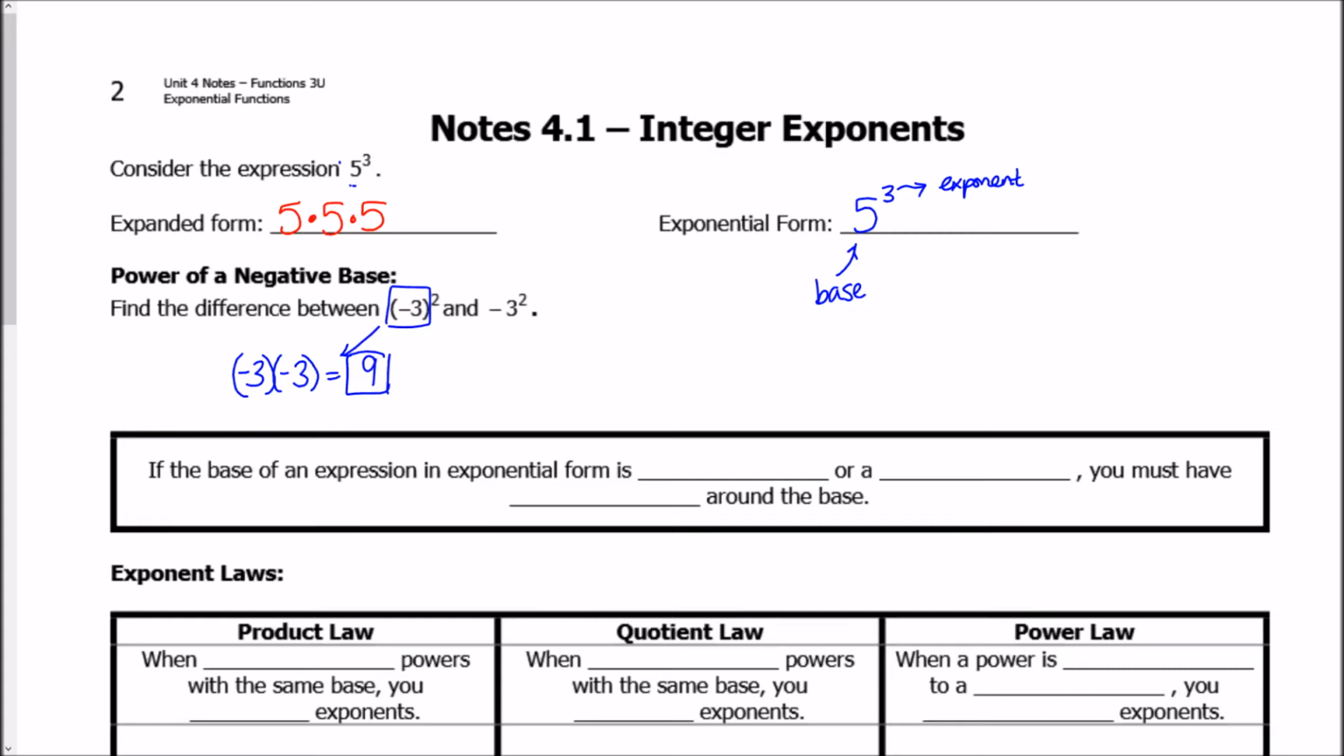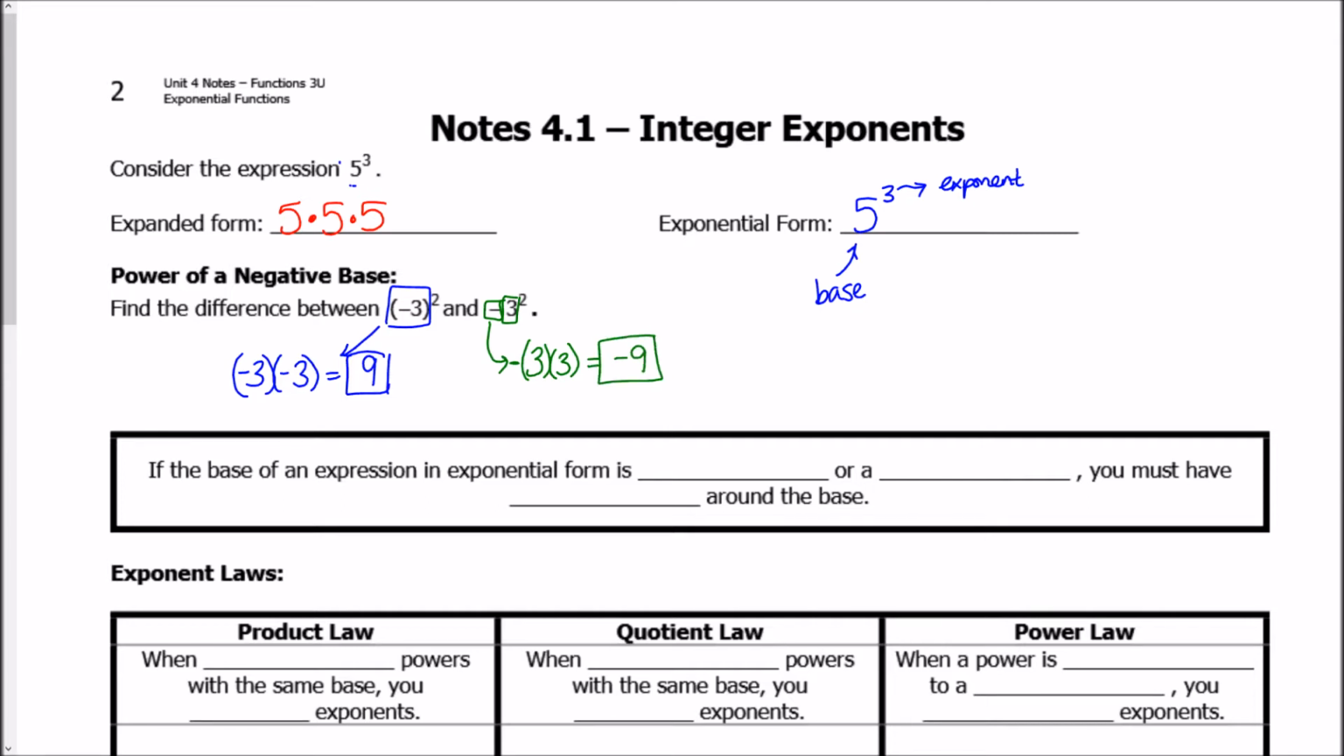But the next expression that we have here is -3 to the power of 2. So the only thing that's being raised to the power of 2 is 3. So what this means is 3 times 3, and then this negative here just kind of goes along for the ride, so it's a negative 3 times 3. So 3 times 3 is 9. With a negative tacked on, we get negative 9.